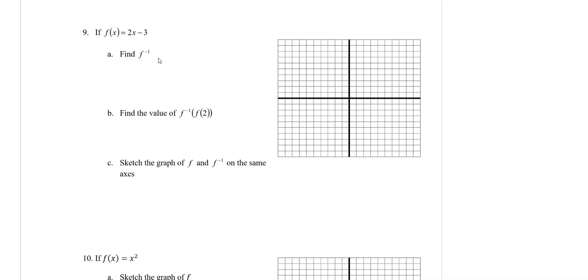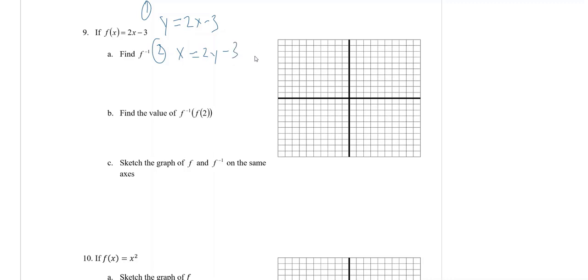Okay, to find the inverse of 2x minus 3, we'll go through the four-step algebraic process. First, we'll change the f of x to y, just because it's easier to write y than it is to write f of x. That's the first step. The second step is to switch x and y. Wherever we see a y, we put an x. Wherever we see an x, we put a y.